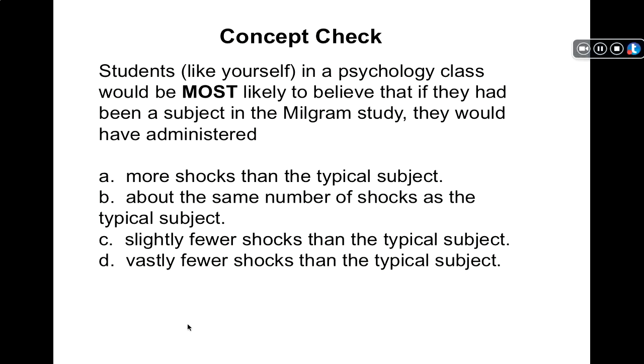The answer to this question, this is based on research, is that D is the correct answer. Vastly fewer shocks than the typical subject. Most of us see ourselves as being the kind of person, this is disposition, part of that equation. Behavior equals disposition interacting with situation. Most of us see ourselves as the kind of person that would never do something like that, but the research contradicts that notion. That is, if the situation supports it, we will find ourselves on occasion doing things that we wouldn't believe ourselves to be capable of doing.